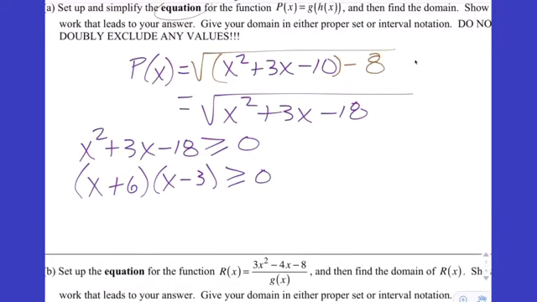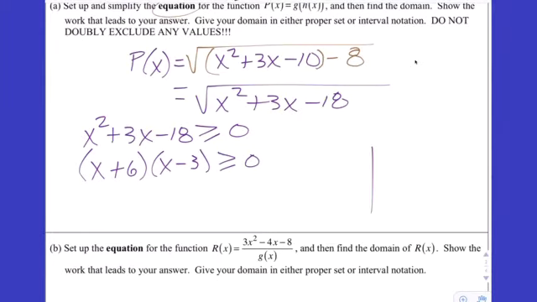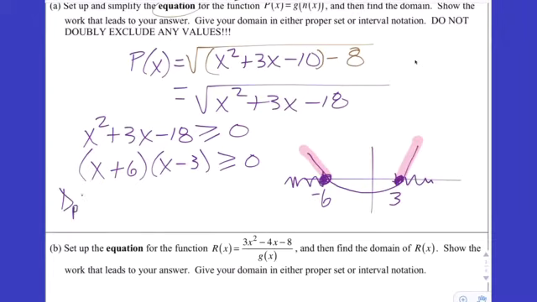What you can't do is set both of those greater than 0. But for our purposes, that's enough to get an x-intercept at negative 6 and an x-intercept at positive 3, and the parabola opens up. We want to know where it's positive. That's above the x-axis. So it's going to be everything to the left and at negative 6, and everything at 3 and to the right. So the domain of P is the set of all x, such that x is less than or equal to negative 6, or x is greater than or equal to 3.